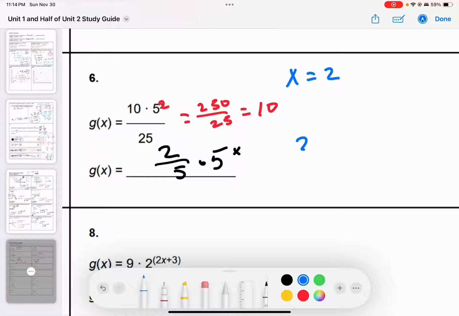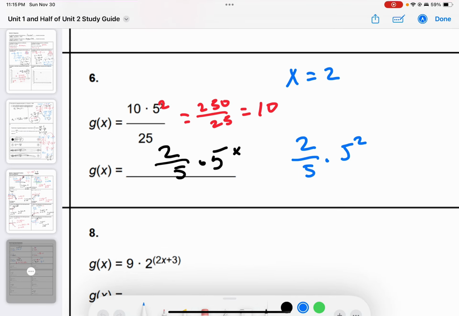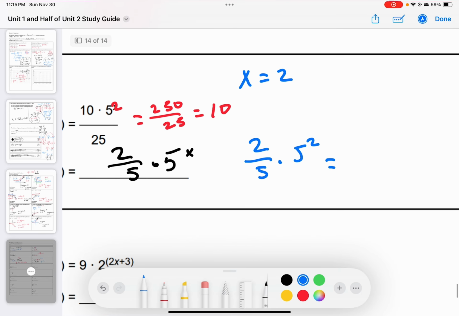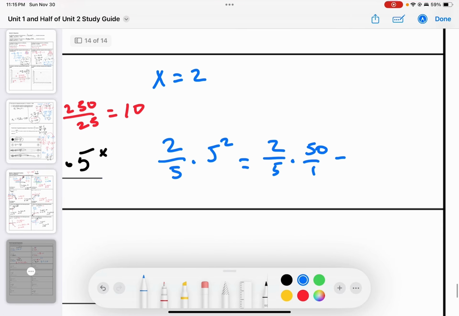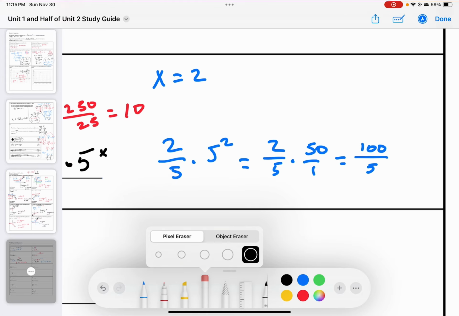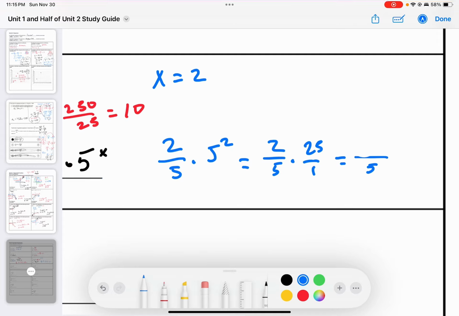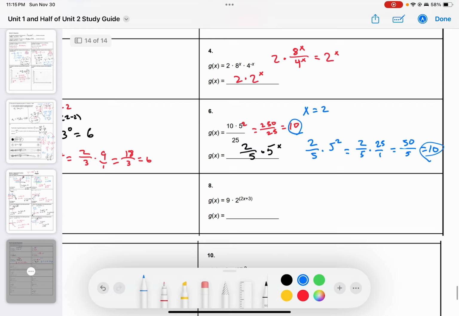So if I substitute in 2/5 times 5 squared, I get, sorry, it's loading. 5 squared is 50, so we get 2/5 times 50. 50 over 1, or 50 times, 2 times 50 is 100, divided by 5. Oh, sorry, I skipped. I messed that up. 5 squared is 25. 2 times 25 is 50. 50 divided by 5 is 10. I got the same answer for both expressions.